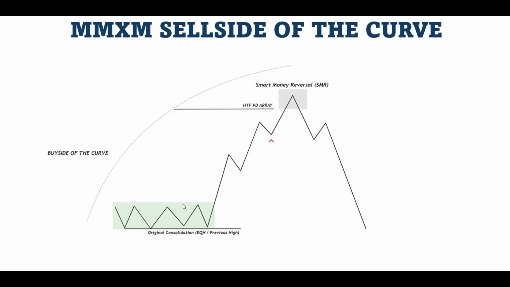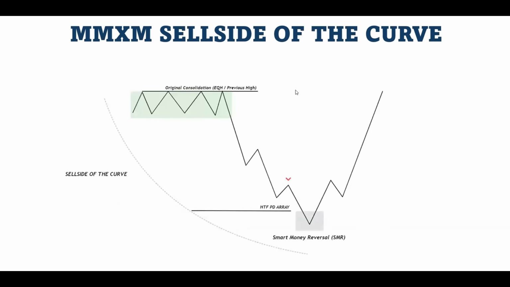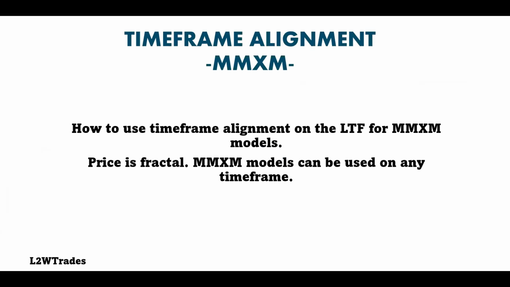So you have consolidation. Then you have displacement, right? Retracement, displacement into a higher time frame key PD array. This is where you will form a reversal, which will then be your sell side of the curve. You have consolidation, equal highs, previous daily high, or any daily level, or any level on any time frame. You will create that and then displace away from that key level, retrace, displace away into another PD array. Now I'm gonna show you this.